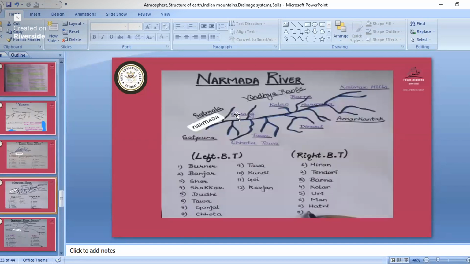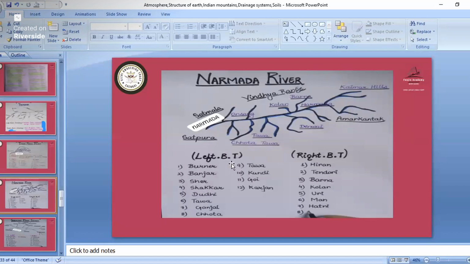Okay, now we'll see the Narmada river and its tributaries. The main river flowing here is the Narmada river, this line, and all these rivers are its tributaries. It originates from the Amarkantak plateau. From the Amarkantak plateau, the Narmada river originates, and the Tapi river also originates.